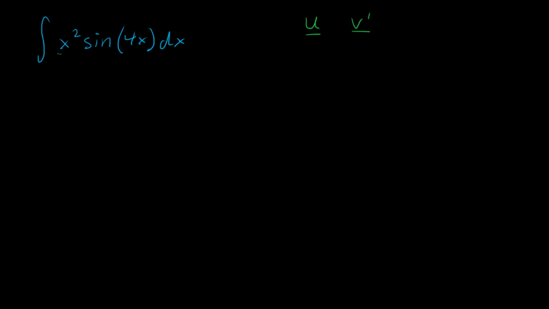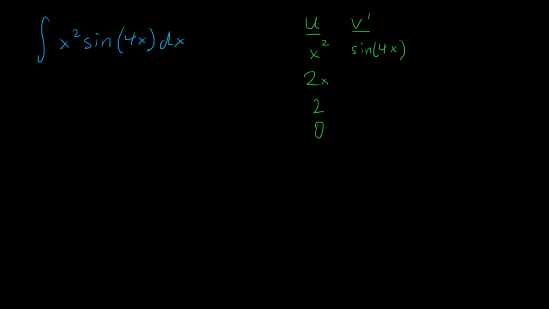So we want to make this our u and this our v prime. So u is x squared, v prime is sine of 4x. And then what we want to do is differentiate this side over and over again and integrate this side multiple times. And so when you have a power of x, really what you're trying to do is just differentiate it until you reach 0. So let's see, x squared, derivative of that is 2x, and then the derivative of that is 2, and then derivative of a constant is 0.